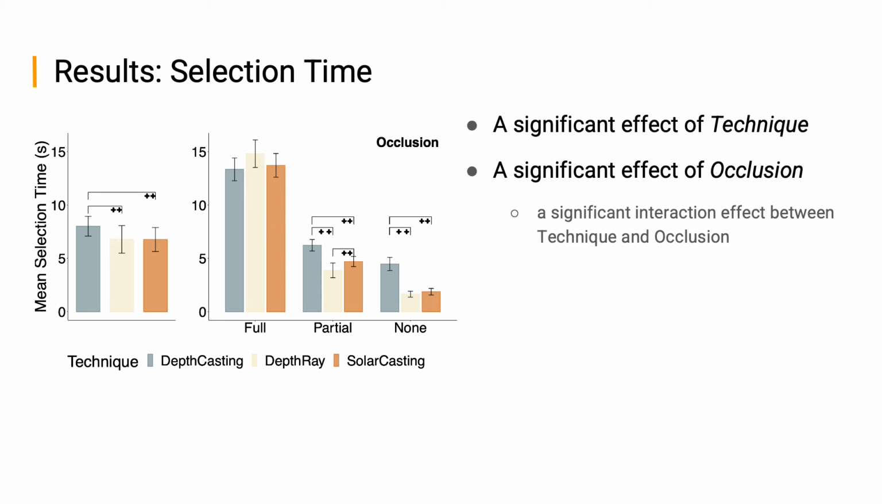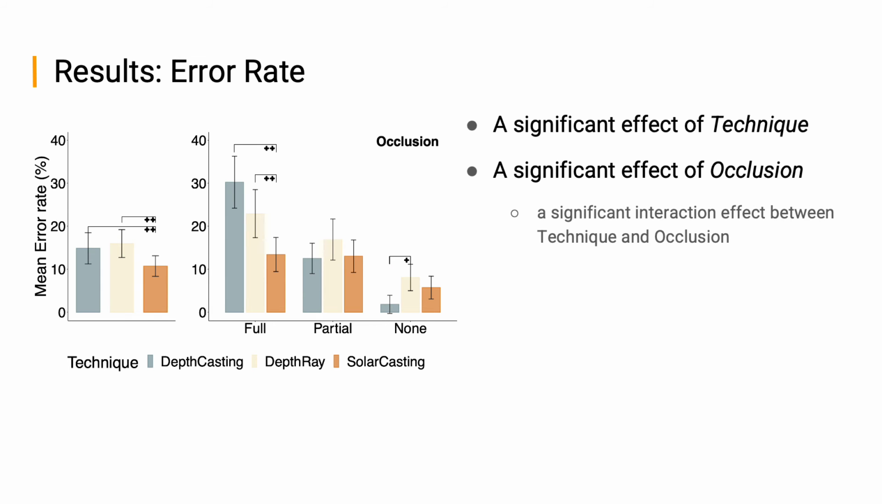In both low and partially occluded environments, depth casting was significantly slower than solar casting and depth ray, while in the full occlusion environment, there was no significant difference, although depth ray was relatively slower than depth casting and solar casting. Now we move to the error rate.